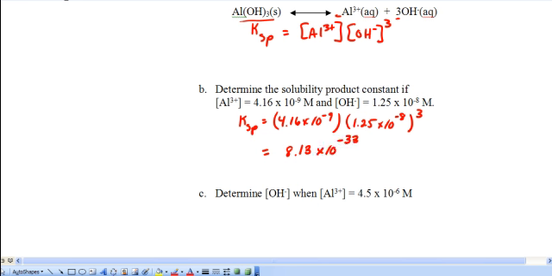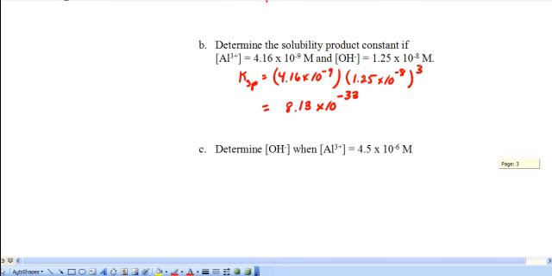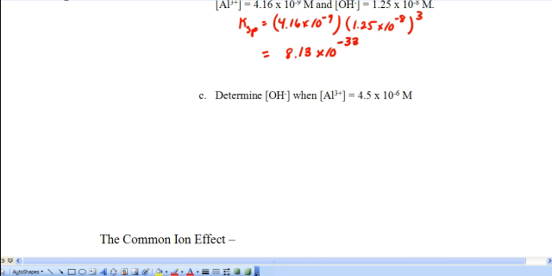That is an incredibly small number, which means that this is not very soluble. If you were to write that out, again, that would have a 0 point with 32 zeros, then the 813, very, very small. This equilibrium lies very, very far to the left. Now, it does say to determine the hydroxide concentration when the aluminum is 4.5 times 10 to the negative 6 molar. So let's go ahead and do that.